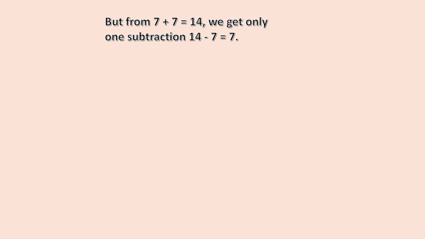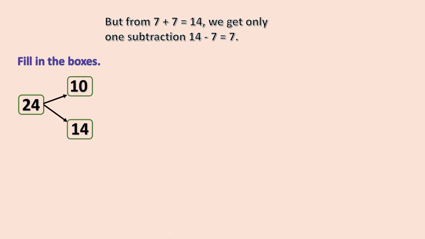Now we take another example to explain how addition and subtraction make examples. Fill in the boxes. 24. This number we divide into other numbers: 10 plus 14. 10 plus 14 is equal to 24. Now we take the addition example first. How many plus how many is equal to how many? 24, 10 and 14. These three numbers are arranged there and we can arrange them in the next three boxes. 14 and 10. 14 plus 10 is equal to 24.